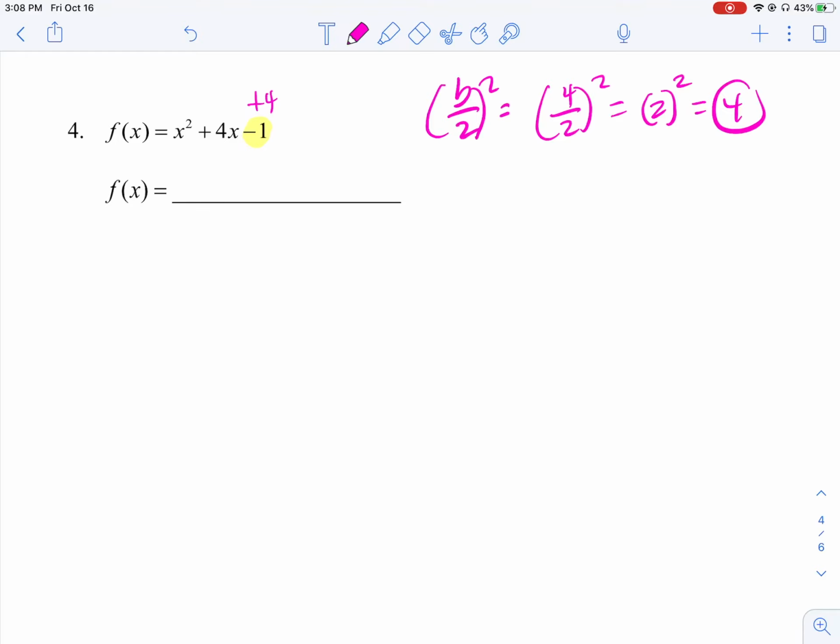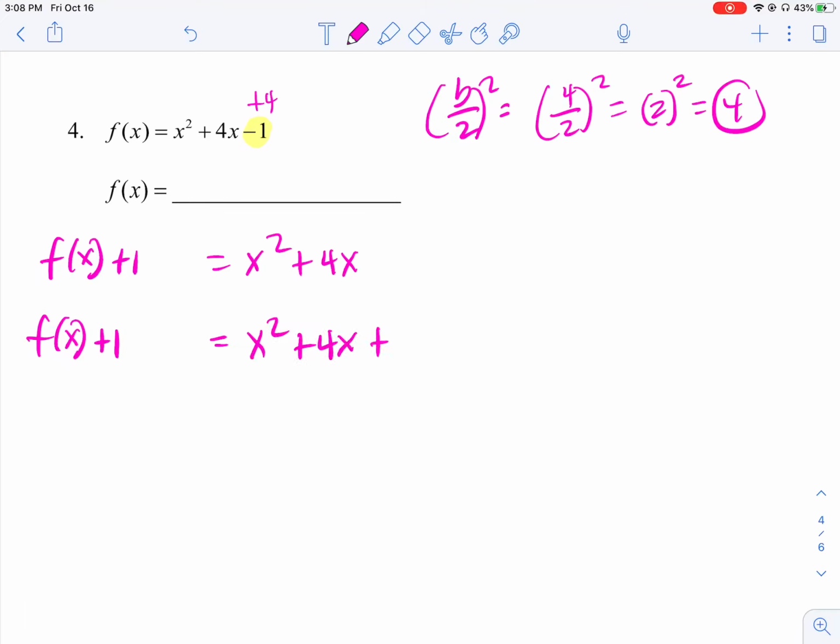So let's kick out the negative 1. What should we do? Should we add 1 on both sides? Okay, let's add 1 on both sides, plus 1, x squared plus 4x. Now we have a space for our friend 4 to come in. So we have f of x plus 1 equals x squared plus 4x plus 4. And whatever I added to the right side, I will add to my left side. So I will end up with 5.